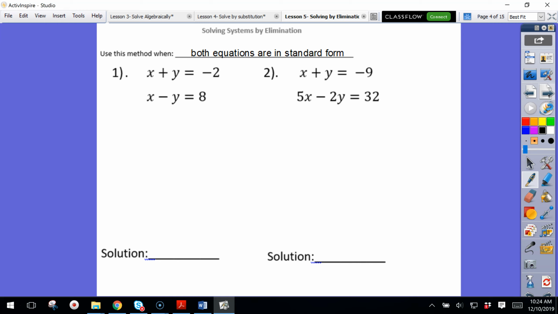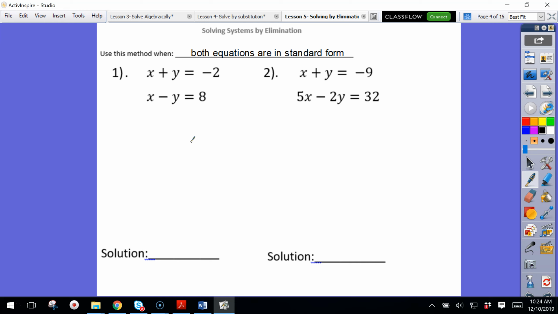So basically, our objective is we're going to combine both equations because they're both written in the same exact form. We're going to combine our x's, we're going to combine our y's, but our goal is to go ahead and eliminate one of the variables in the process. So cancel another variable out.